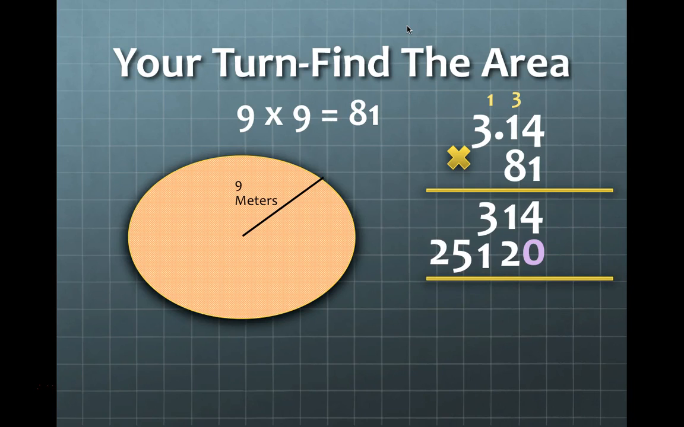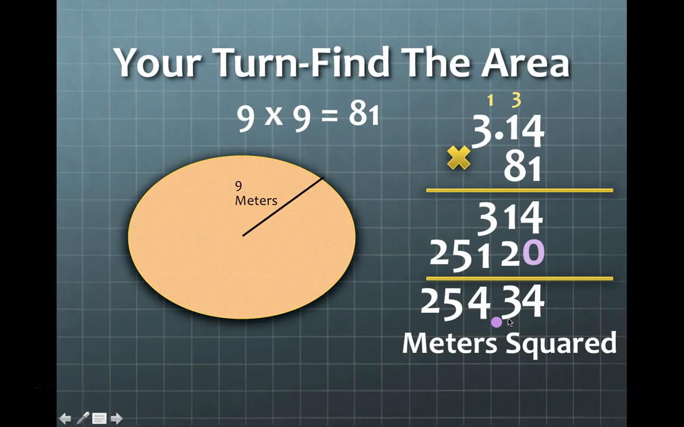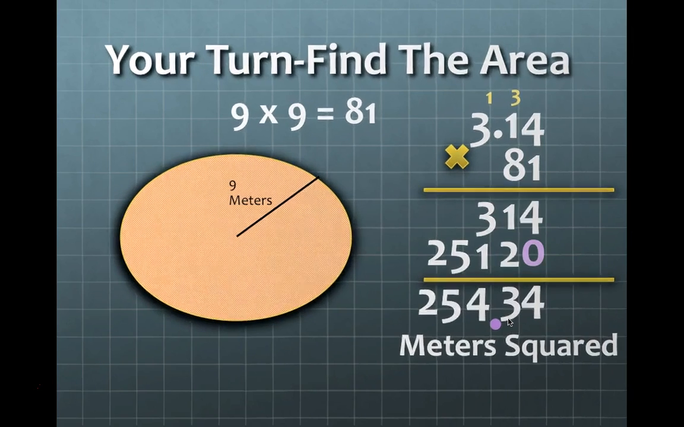Excuse me, folks. 4 plus 0 is 4. 1 plus 2 is 3. 3 plus 1 is 4. And 25 goes straight down. And we put that decimal place in 2 spots, because remember, it's 2 decimal places up here, and when you move the decimal in, it's right to left, so you go 2 spots in, and your answer is 254.34 meters squared. So hopefully you got that one right. Let's try another one.